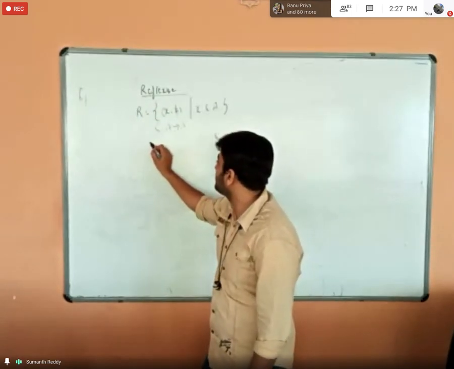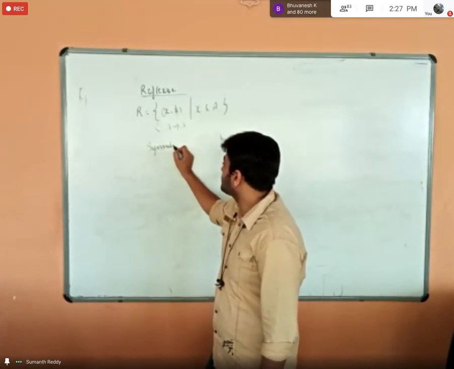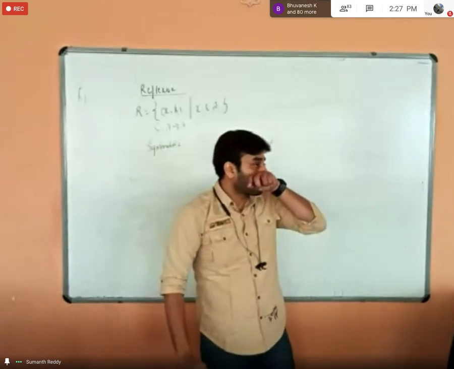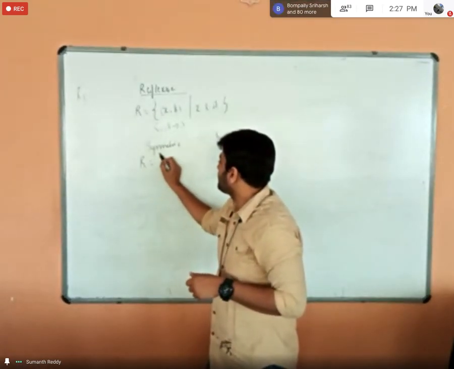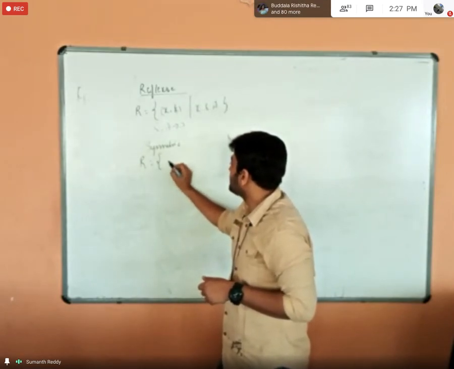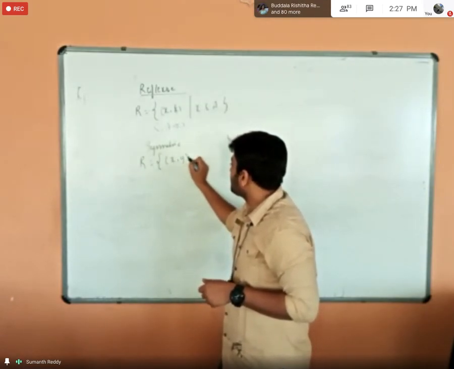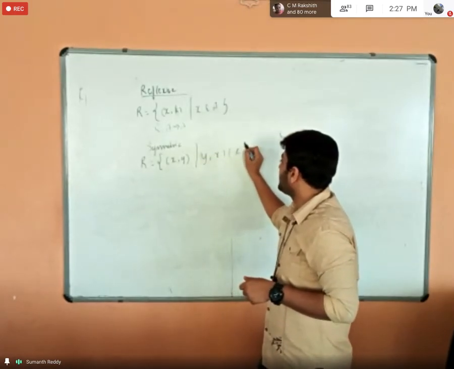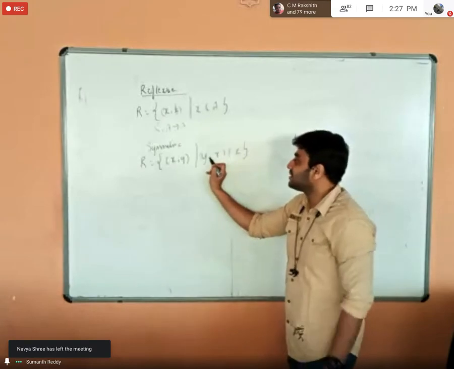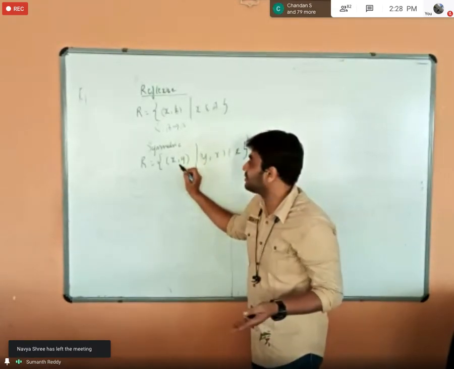So next, what we have? Symmetric. The symmetric relation tells that if I have to call R a symmetric relation, it will contain the ordered pair x comma y such that if it has y comma x, then x comma y must also be present.